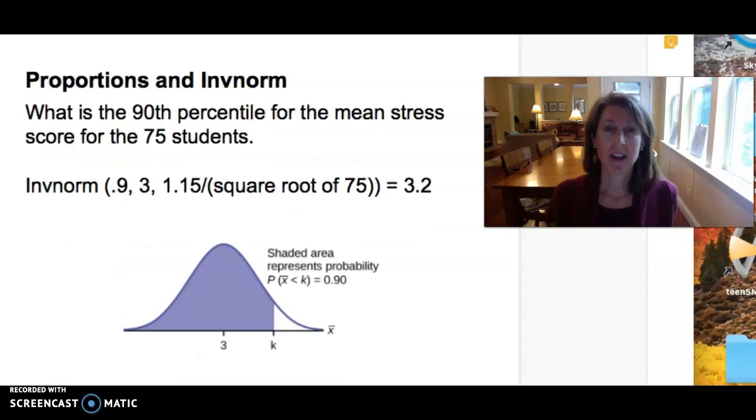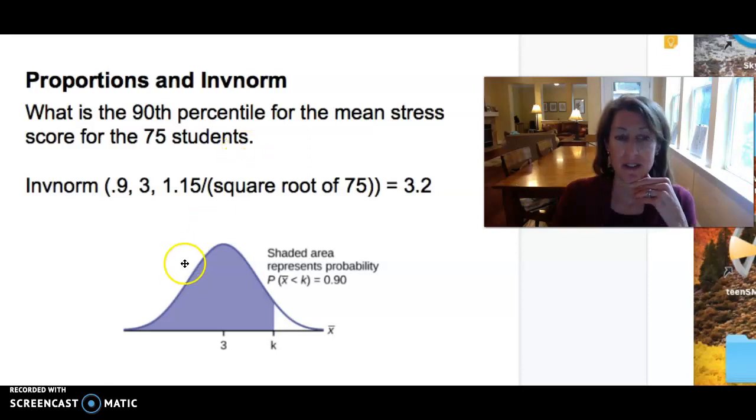And lastly, we can also do proportion as an inverse norm. Okay, same type of thing. We can use our inverse norm if we're given a percentile, and then we want to see the mean number for that. So what's the 90th percentile for the mean stress score for 75 students? So what do we do? 0.9, 3, 1.5 square root, 3.2 students. That's how we could do that one.